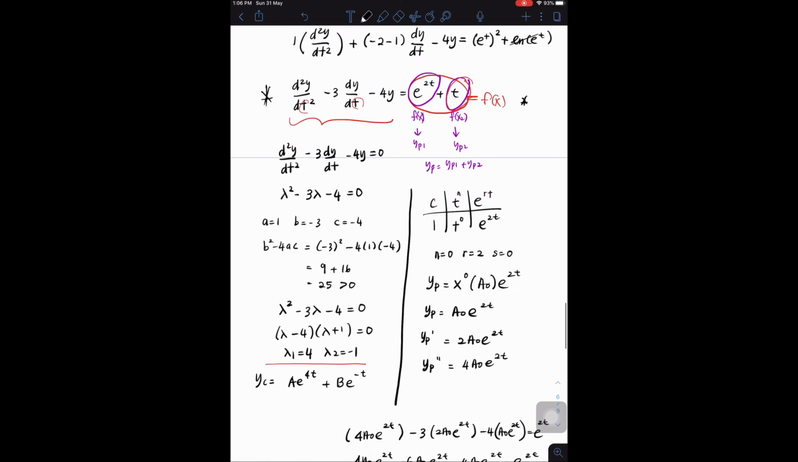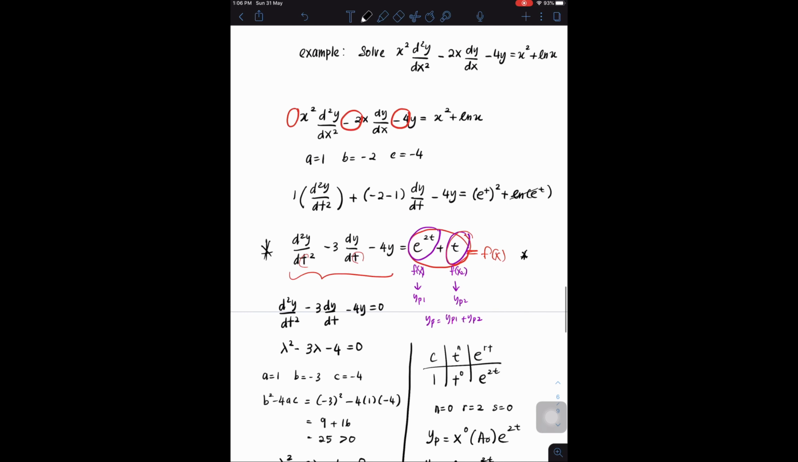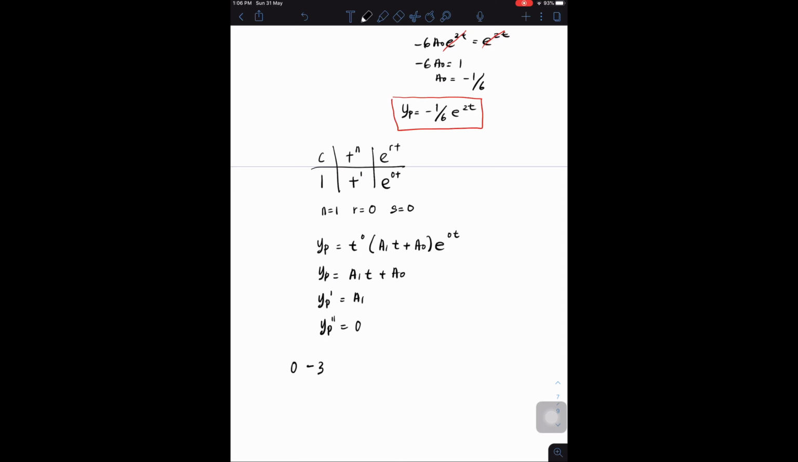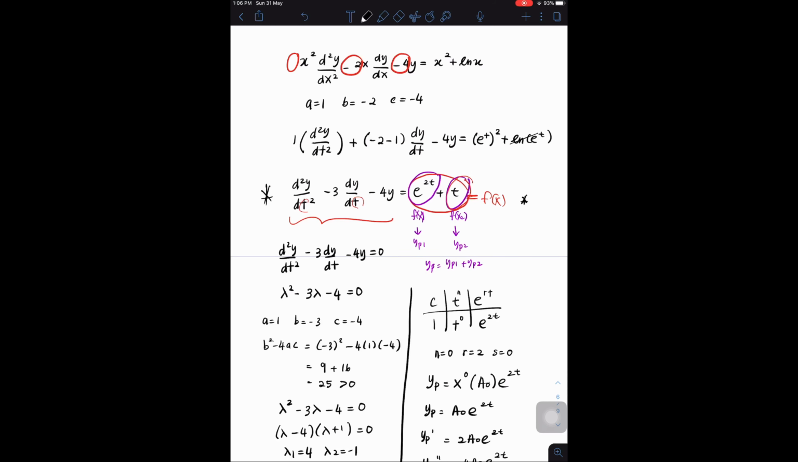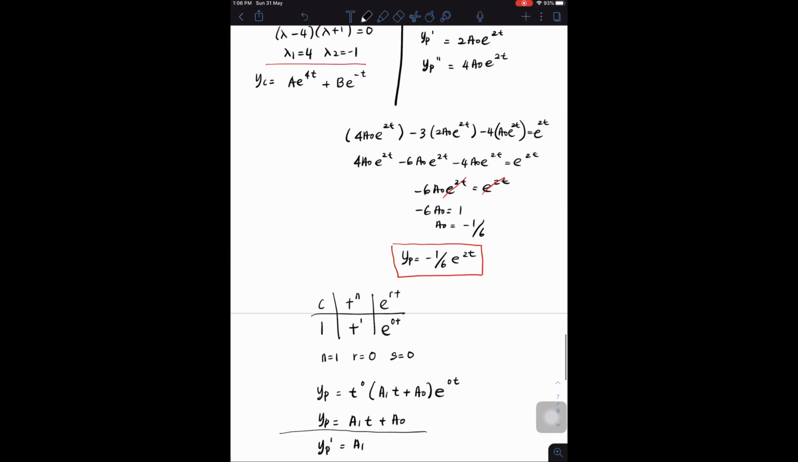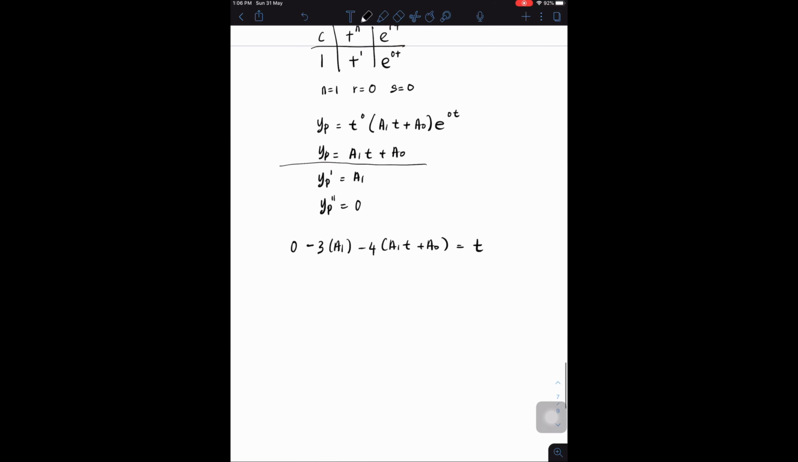So our double prime is 0, minus 3 times our first prime, which is a1, minus 4 times our y, which is a1 t plus a0, equal to f(x). Don't take both f(x) here, because we solve it separately. So our f(x) for the second one is t.